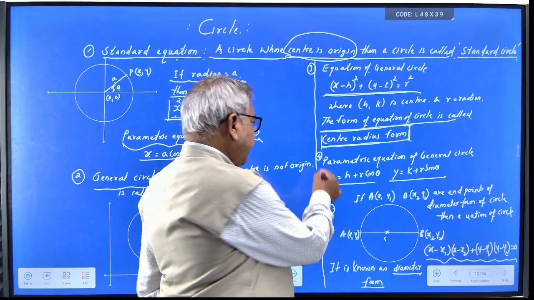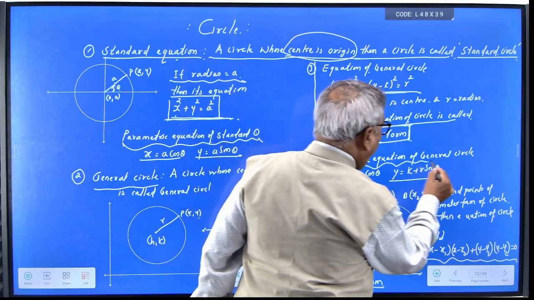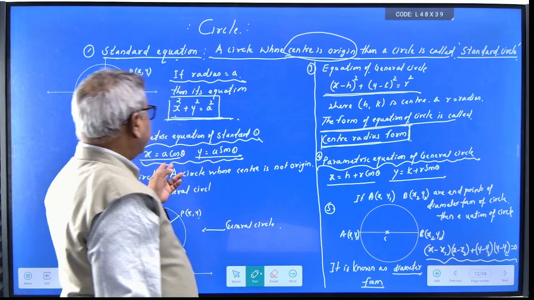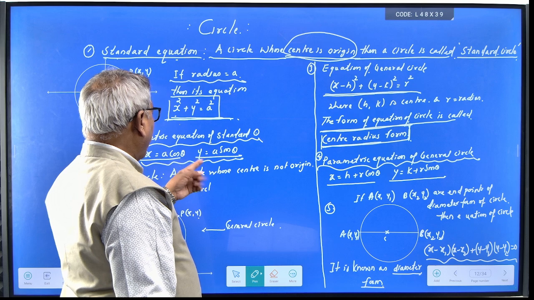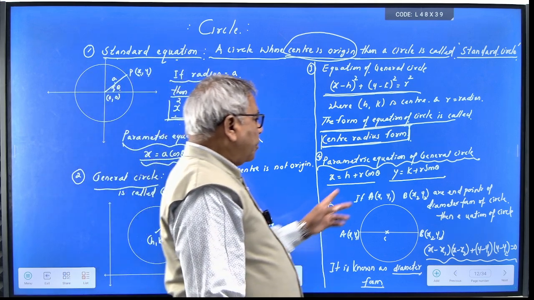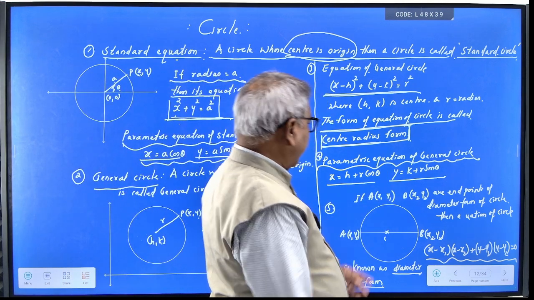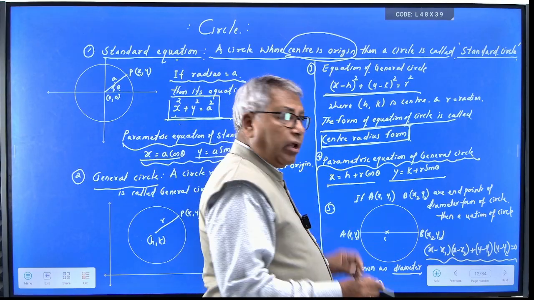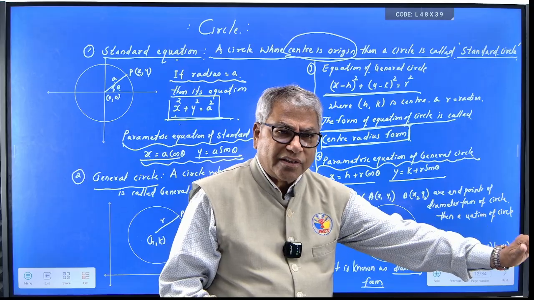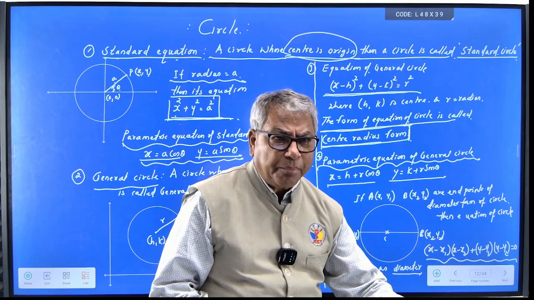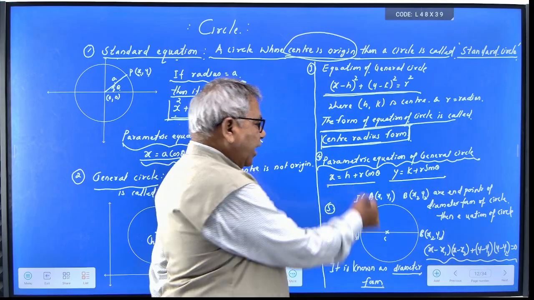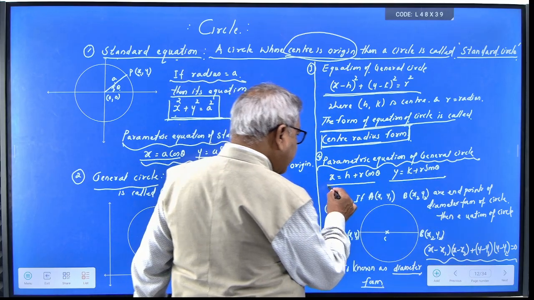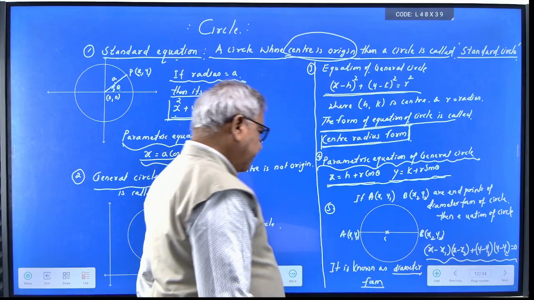Fourth one, the parametric equation of a general circle. The parametric equation of the standard circle is x equals a cos theta, y equals a sin theta. So for the parametric equation of a general circle, we just add (h, k), the center: x equals h plus r cos theta and y equals k plus r sin theta. So this is the parametric equation of a general circle.